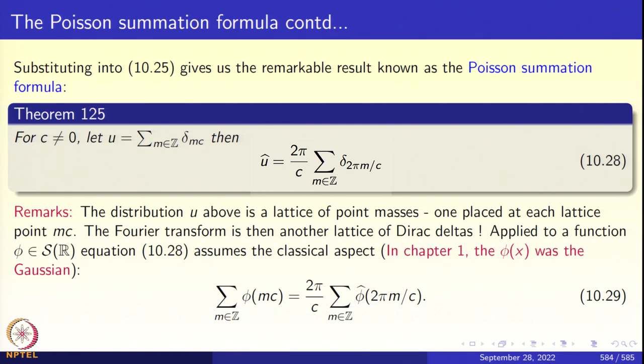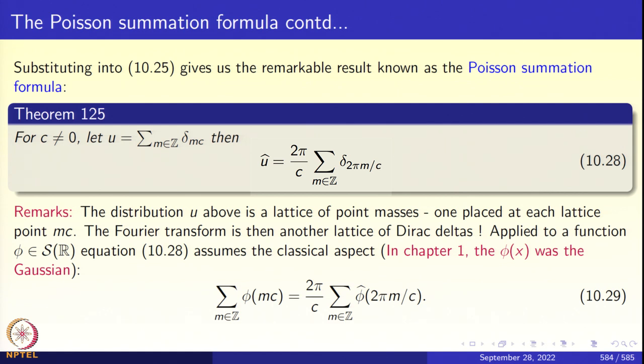This theorem 125 is called the Poisson summation formula. For c not equal to 0, you take a lattice of Dirac deltas concentrated at the points mc. The Fourier transform is another lattice of Dirac deltas concentrated at 2 pi m by c with a factor of 2 pi by c thrown in front of it.